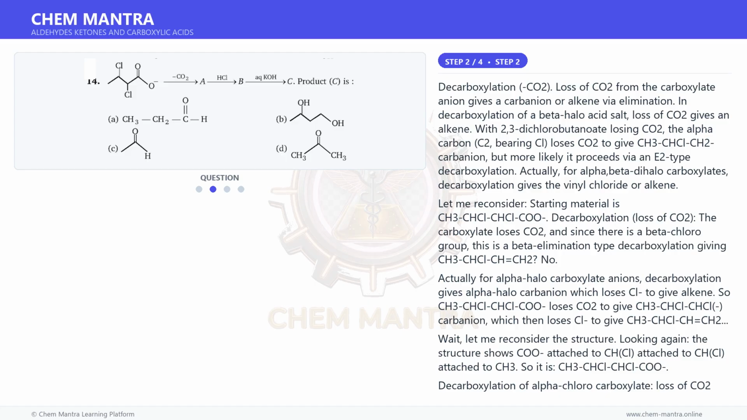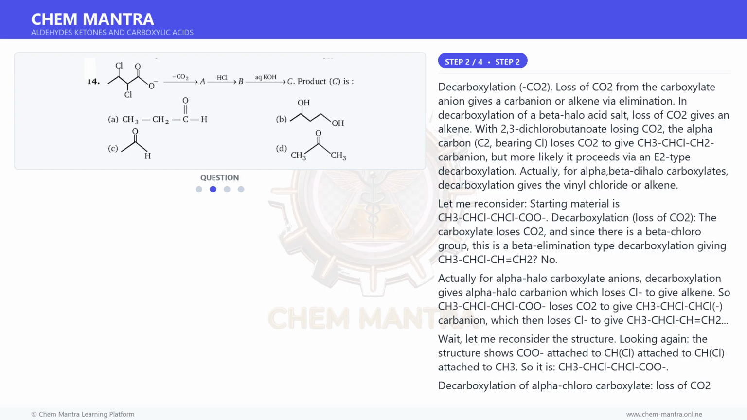Decarboxylation, CH2. Loss of CH2 from the carboxylate anion gives a carbanion or alkene via elimination. In decarboxylation of a beta-halo acid salt, loss of CH2 gives an alkene. With 2,3-dichlorobutanoate losing CH2, the alpha carbon, C2 bearing Cl, loses CH2 to give CH3CHCl-CH2 carbanion, but more likely it proceeds via an E2-type decarboxylation. Actually, for alpha-beta-dihalo carboxylates, decarboxylation gives the vinyl chloride or alkene.